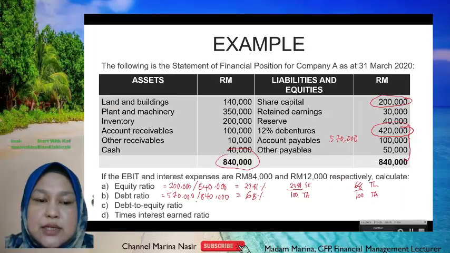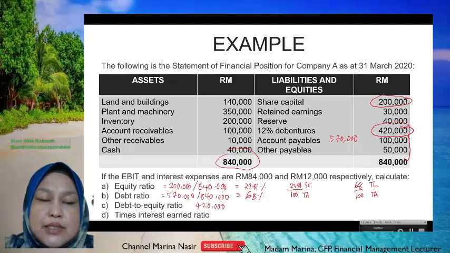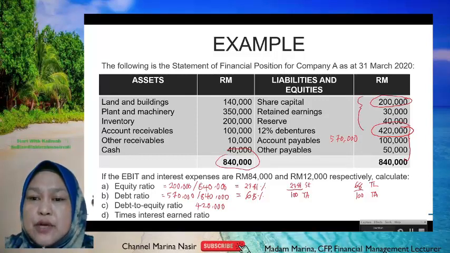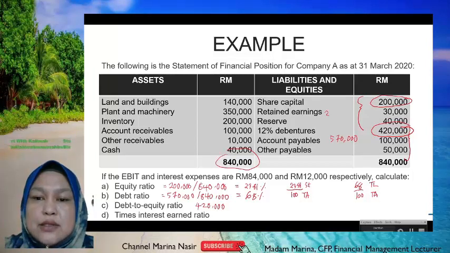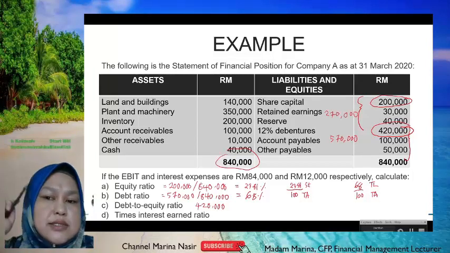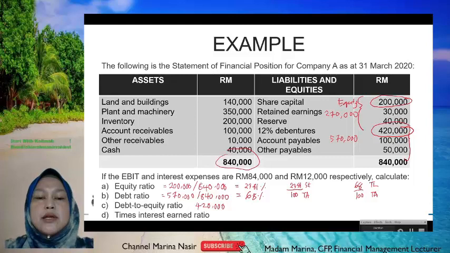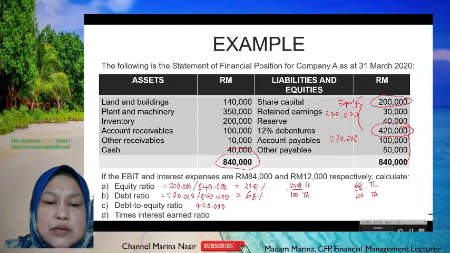420,000 divided by equity. What is equity value? This is equity: shareholder, share capital, retained earning and reserve, 270,000. So 420,000 divided by 270,000.